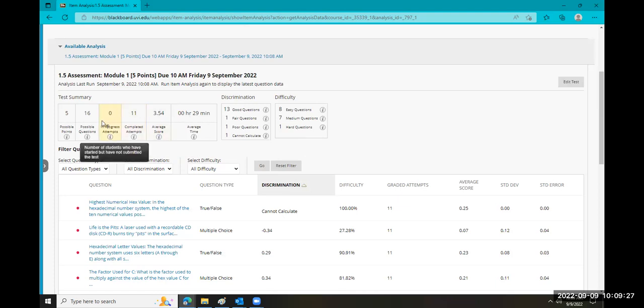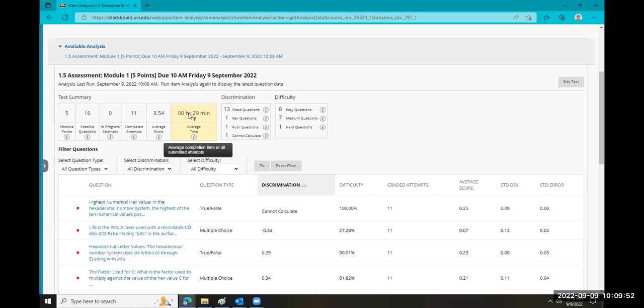So we had 16 possible questions, right? And there were 11 attempts, and the average student took 29 minutes, which means that the full amount of time that students had, they didn't use. And that's significant. The other thing too is that our assessments are open book, right? The module assessments are open book.